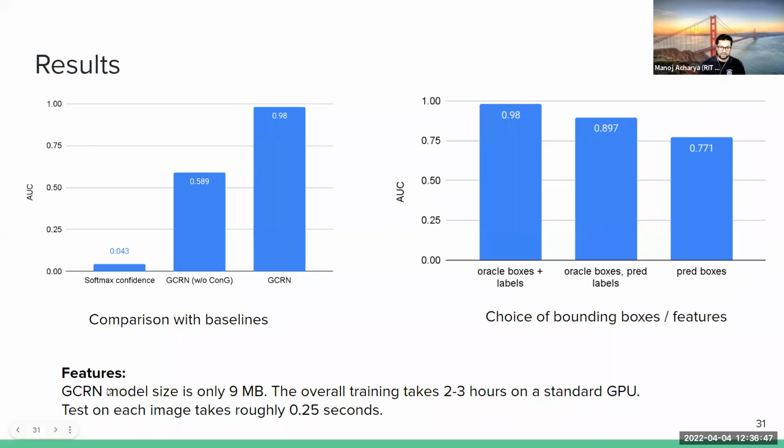One of the main features of our model is that it is very tiny. It is only about 9 megabytes, and the training takes only 2 to 3 hours on a standard GPU. The inference is roughly only 0.25 seconds. So this is a very efficient model in detecting out of context scenarios.